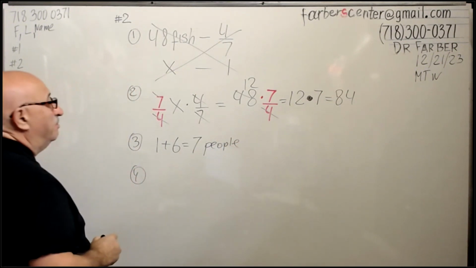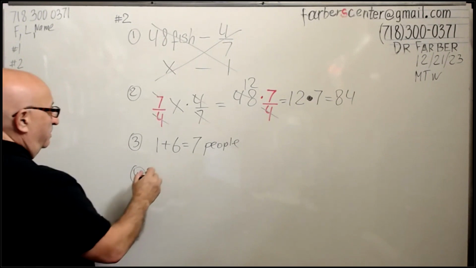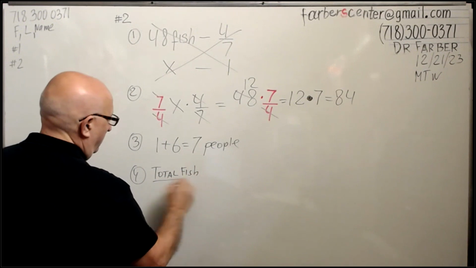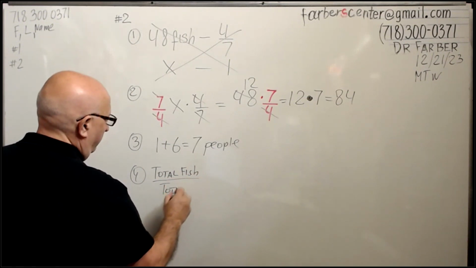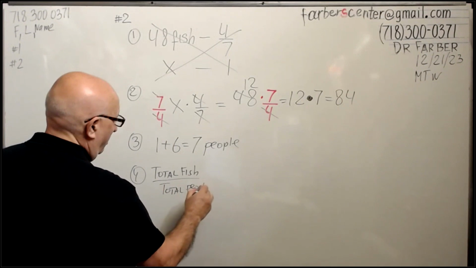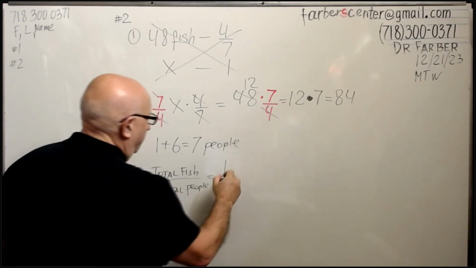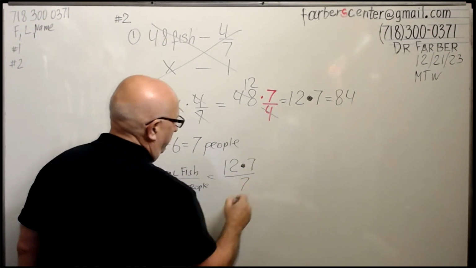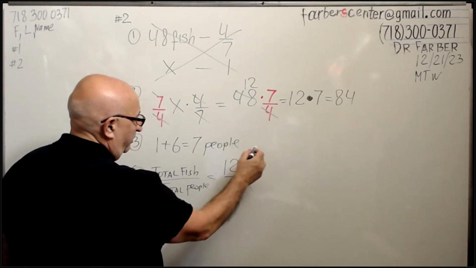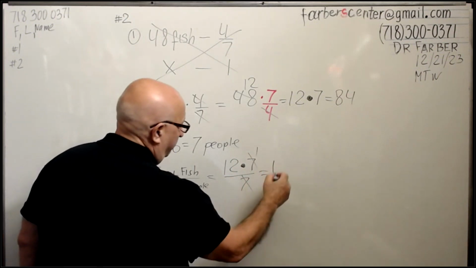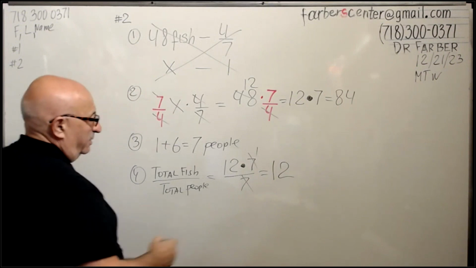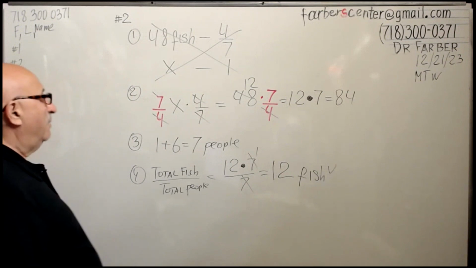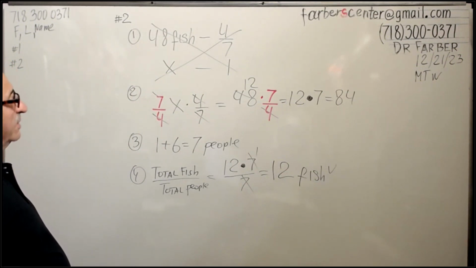Step number 4. Total fish by total people equals 12 times 7 divided by 7. Look at this. 7 cancel out, it's 1. Result is 12. And the answer is 12 fish. 12 fish. Just all 4 steps.